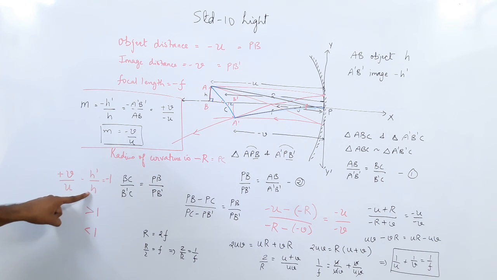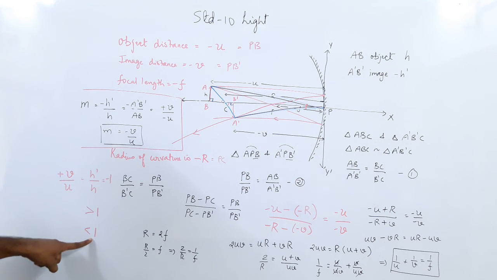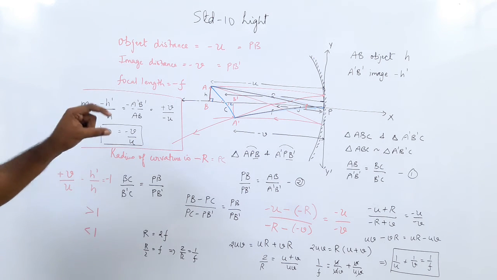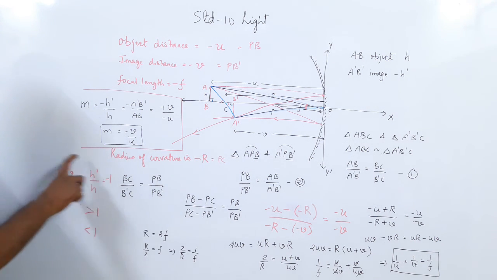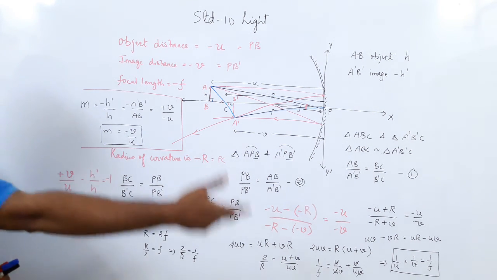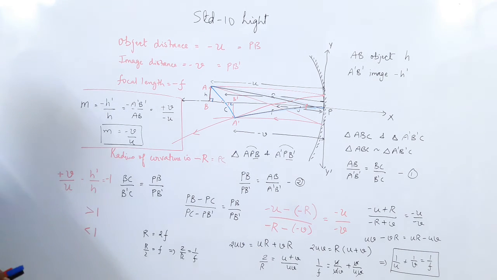But if the denominator is greater and the numerator is smaller, then the ratio is less than 1. So if the value is less than 1, it means the image is diminished. Greater than 1, it will be magnified. Remember this when you do the calculations using the mirror formula and the magnification.